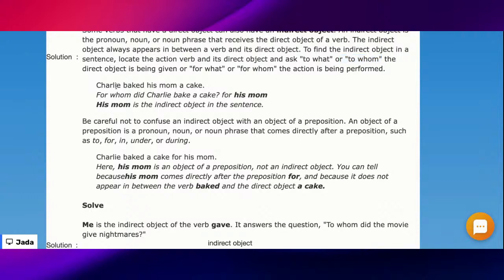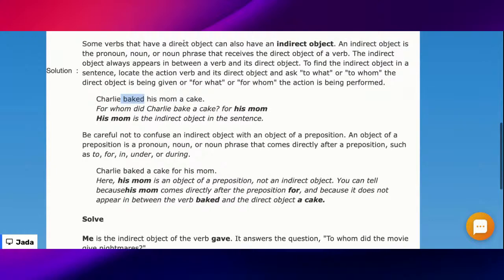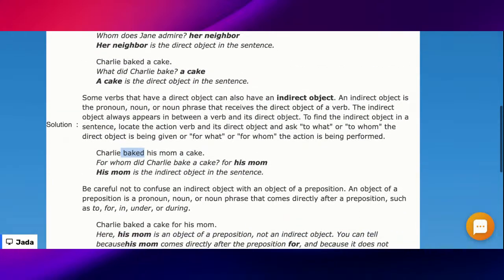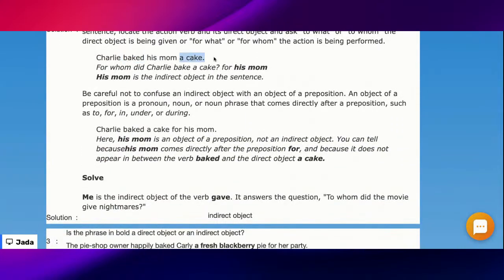So now we say Charlie baked his mom a cake. Now we found out that the verb here is baked, and the direct object is the cake. So if we have verb baked, direct object cake, for whom did Charlie bake the cake? He baked the cake for his mom. So Charlie's mom is the indirect object.